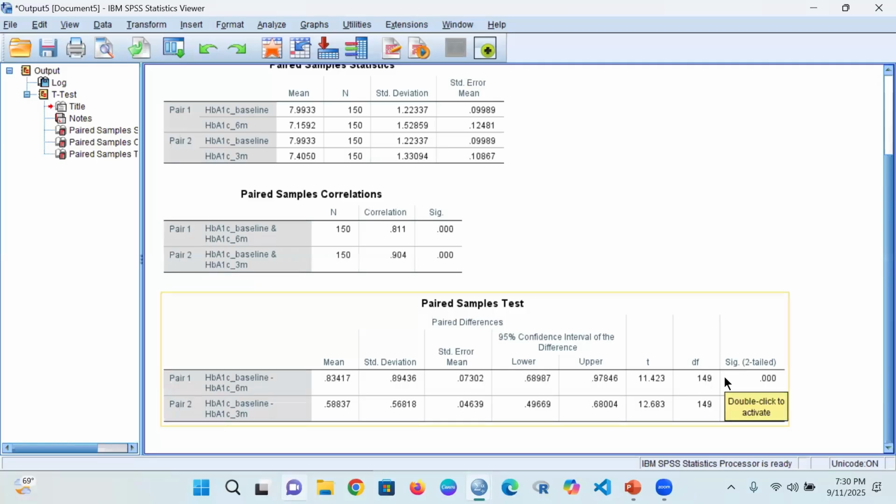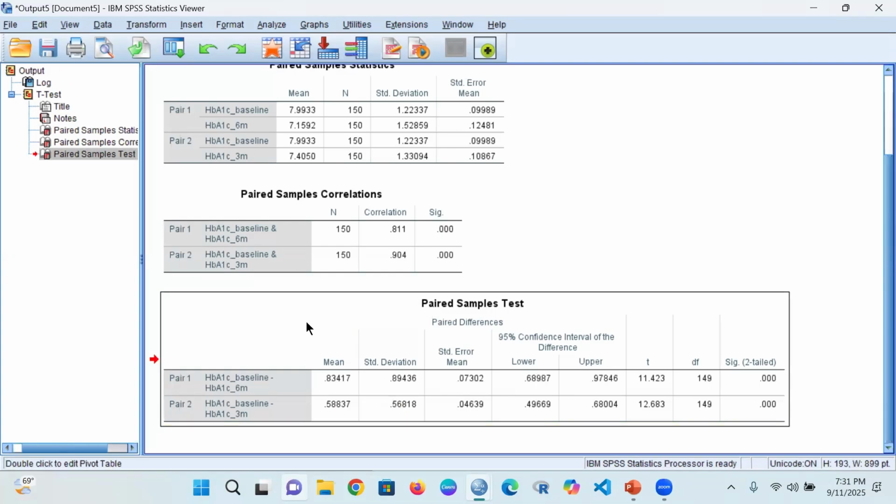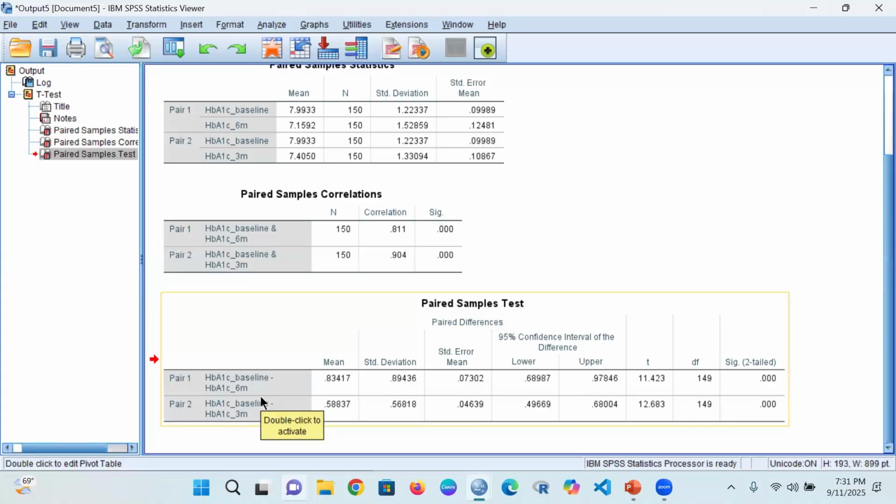So here the HB1C at pair 1, we see the mean difference is 0.8, and the other one for pair 2 is 0.58837. So that means the baseline is higher than 3M, that is in 3 months. So what conclusion do we have to make about the interpretation of our table?